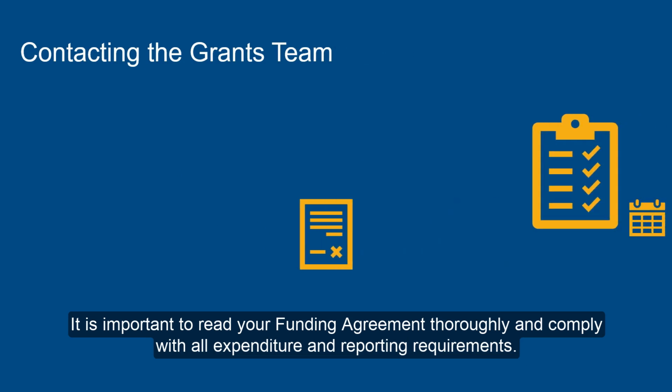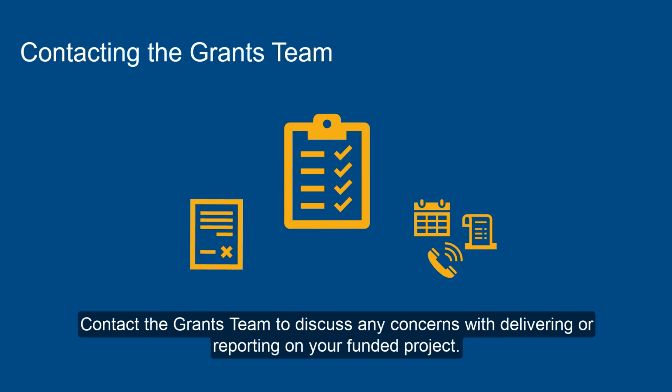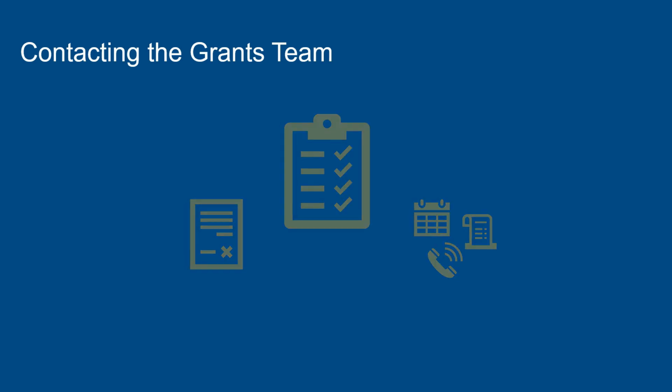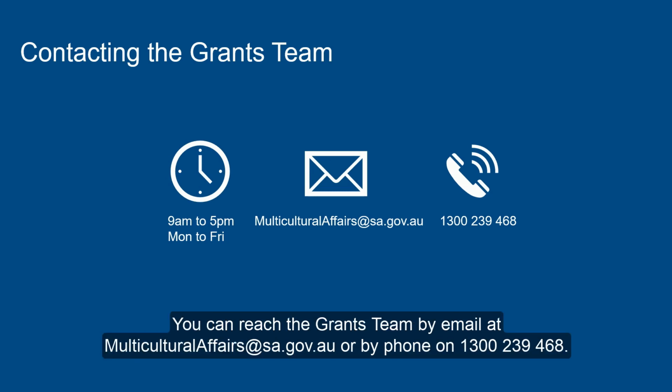It is important to read your funding agreement thoroughly and comply with all expenditure and reporting requirements. Contact the grants team to discuss any concerns with delivering or reporting on your funded project. The team is available to answer your questions from 9 a.m. to 5 p.m. Monday to Friday. You can reach the grants team by email at multiculturalaffairs@sa.gov.au or by phone on 1300 239 468.